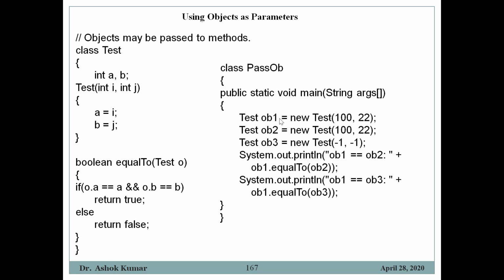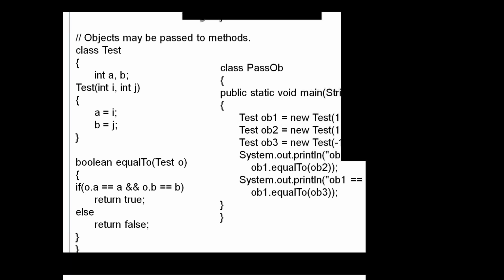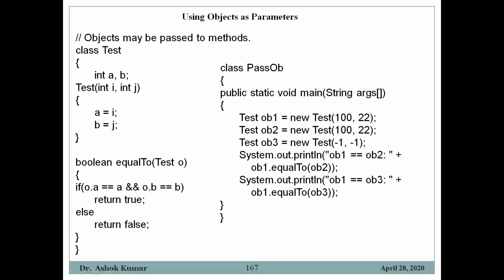So here is another program. In this program, we are passing objects as parameters. There are two techniques that we will discuss in the coming slides as well. One is called call by value, the other is called call by reference, or pass by value and pass by reference. So in this slide, we have a class named test.